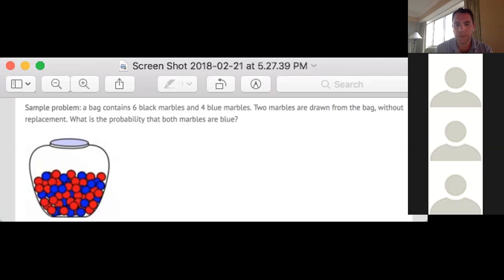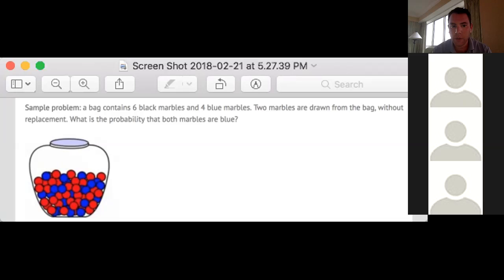They're dependent events because if you take out a blue marble on your first draw, that means that you were successful in that event, but now there's one less blue marble in the bag, right? So during that second draw, the probability of getting another blue marble is going to change from the initial probability, right?